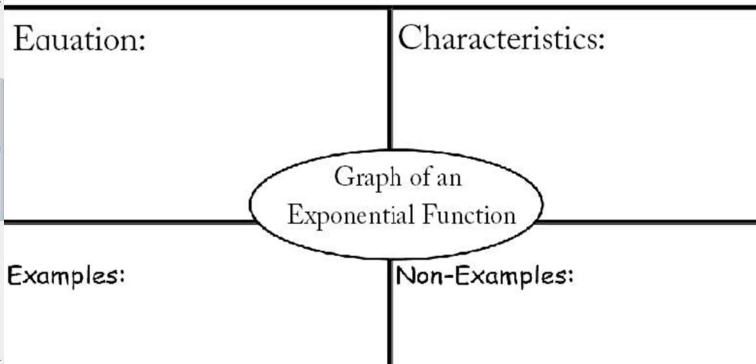I'm only going to help you get started, and then on your own, I'm going to ask that you go back and look through your notes and see what else you can fill out. So let's start on the exponential function side. In the upper left corner, it asks us for the equation. We can recall, and look in our notes, that the general form for the exponential function is f of x equals a times b to the x minus h plus k.